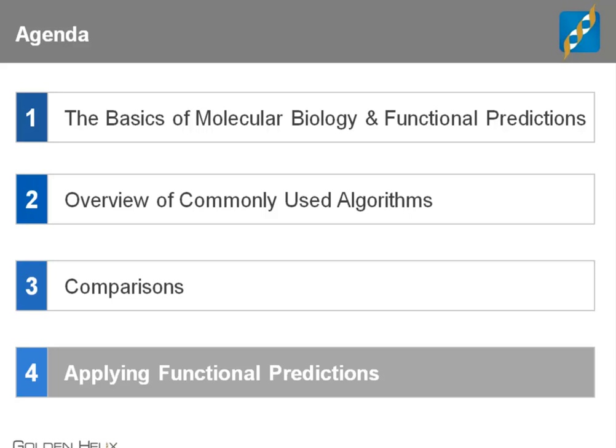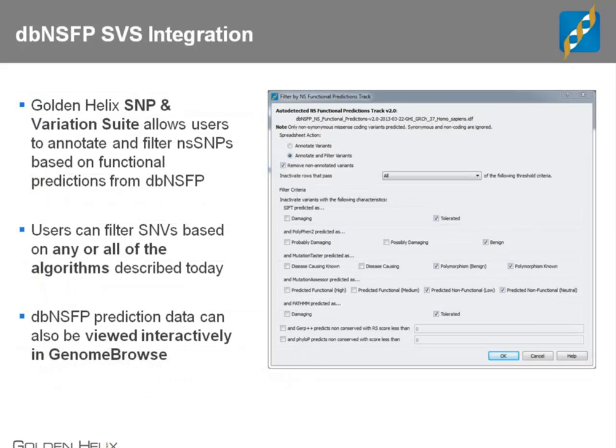So finally, what I'd like to talk about is how you can apply functional predictions in your own work. We are running a little low on time here, but I'll just quickly mention that if you have access to the Golden Helix SNP and Variation Suite software, we do have the dbNSFP that we've talked about already today integrated in the software. You can use it to annotate and filter your SNPs based on functional predictions from dbNSFP. You can use any or all of the 5 algorithms we've talked about today. You can also view that prediction data interactively in our Genome Browse product.